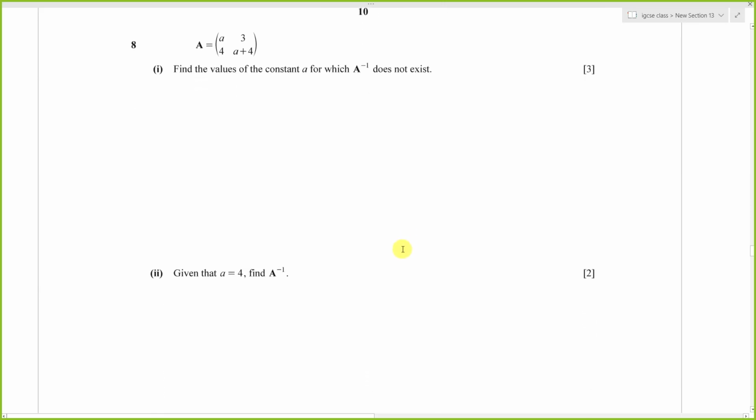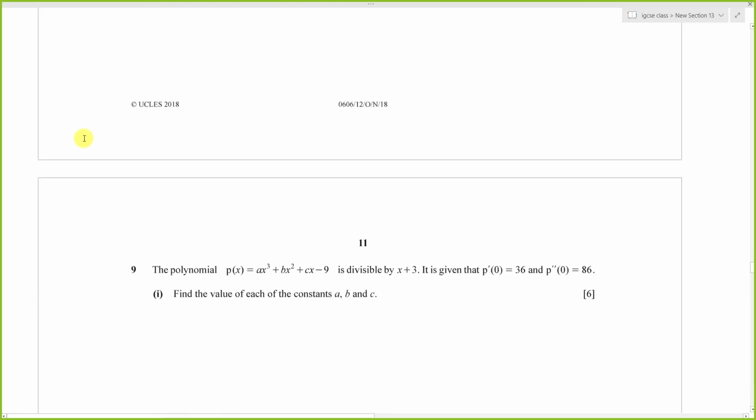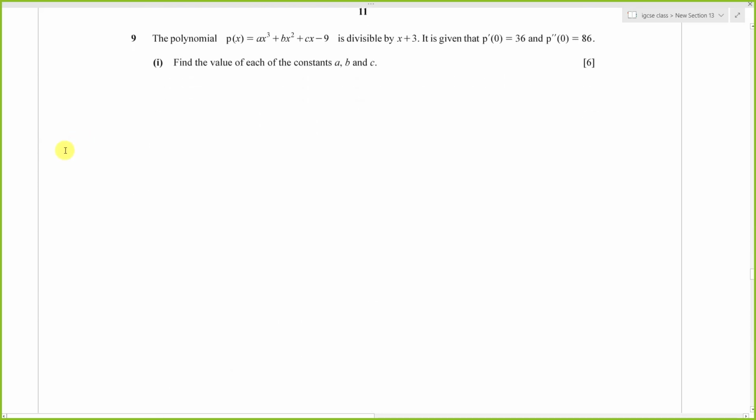The 0 can be constant as well. Constant just means not variable, not x and y. But this can be any number. So the next one, find the values of constant a for which a inverse. You don't have matrix already, right? Skip this one. Matrix now is at your extended math only.